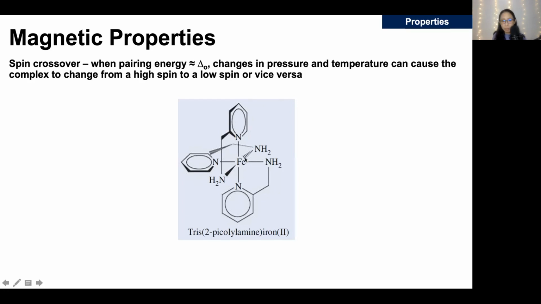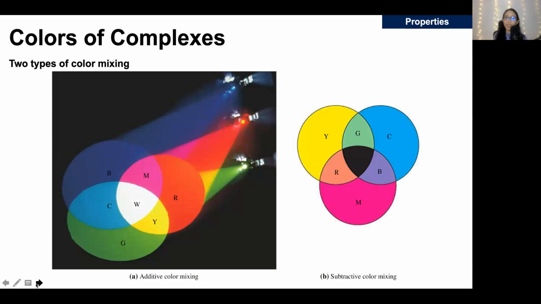Okay, now we go to colors. But before we connect it to the colors of your complexes, I would like to review 2 types of color mixing. We have the additive color mixing and the subtractive color mixing.